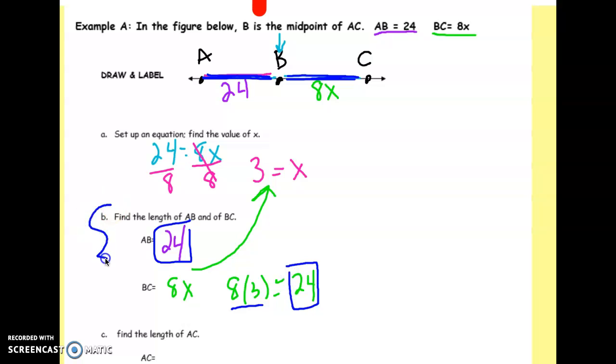So just to note, the answers in this section should both be the same because, again, you're proving that both sides are equal. And then part C says, hey, find the length of AC. So find the distance of the entire segment. So if this side is 24, and we now know BC is 24, you're simply adding those two segments together. So we would say 24 plus 24 is equal to 48. So the segment length from A, clear down to C, is a distance of 48.